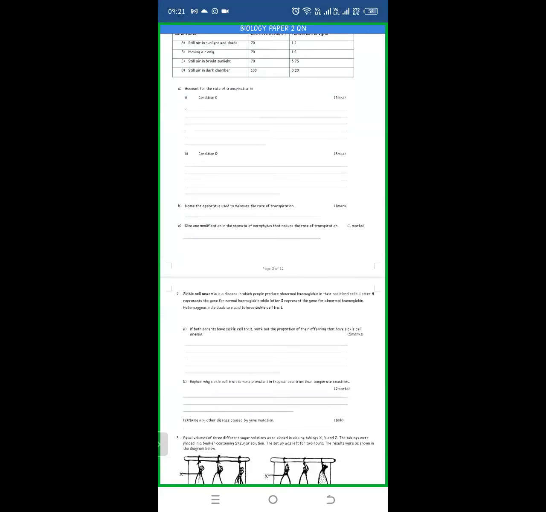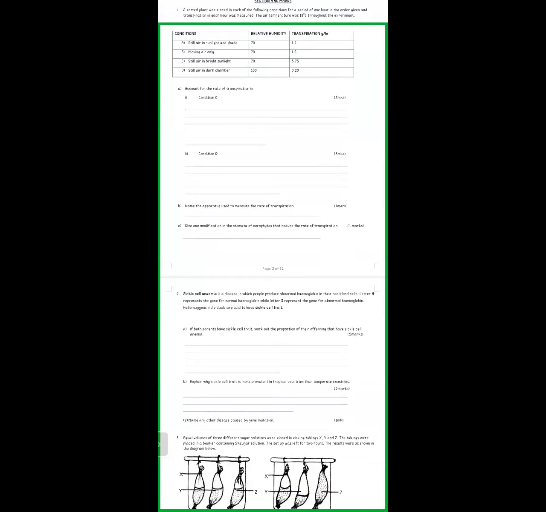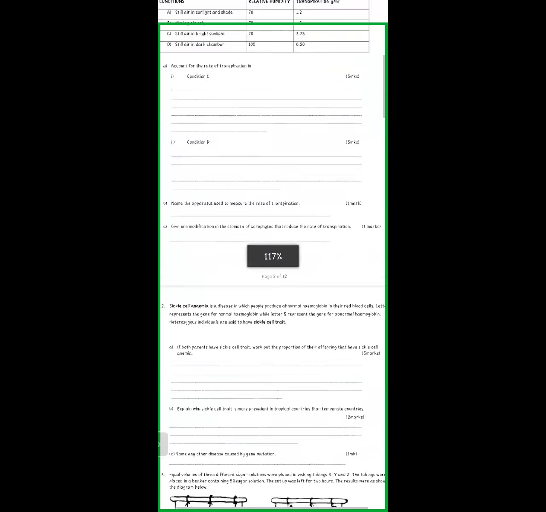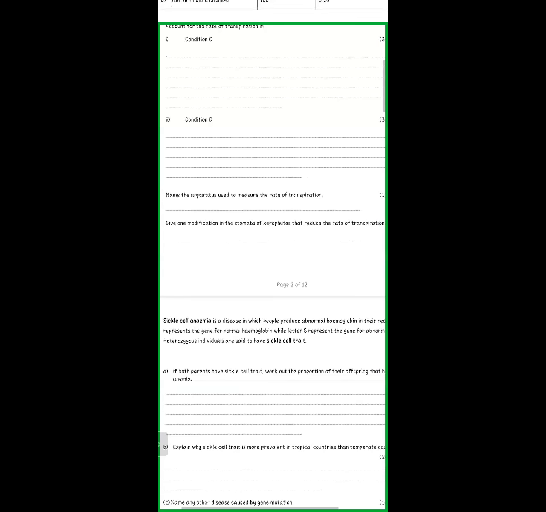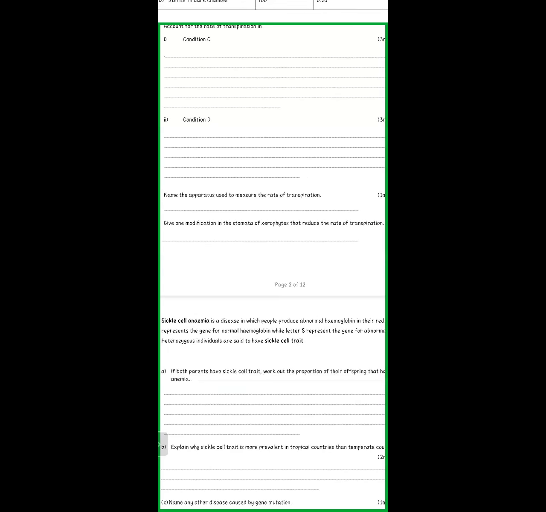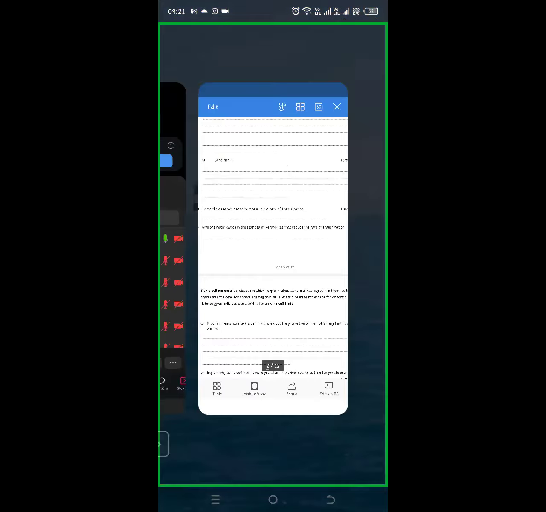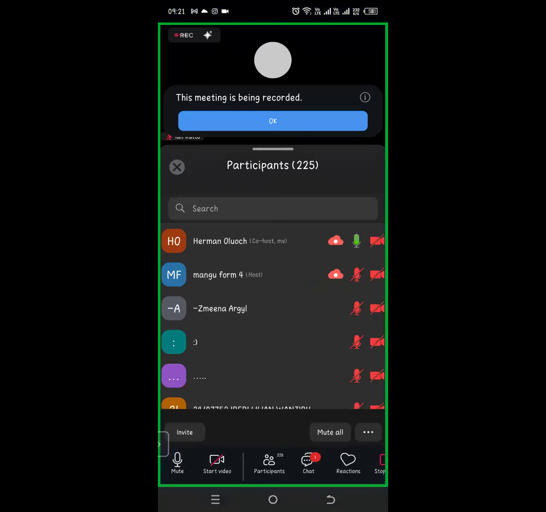Part C. Give one modification in the stomata of xerophytes that reduces the rate of transpiration. Give one modification in the stomata of xerophytes that reduce the rate of transpiration. So can I get responses for that? You can put them in the chat, or yes, someone called small stomata, you can talk. You can unmute yourself and speak.